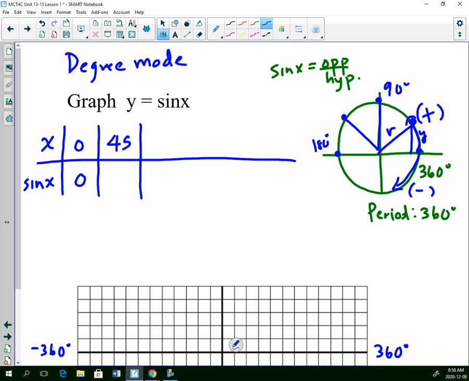Just make sure my calculator's in degrees, it's hard to see here. Okay, there we go. Okay, so if I type in sine 45, I get 0.7, let's just round it to 0.71. If I type in 90, I get a value of 1. If I type in sine 135, I get 0.71 again. And if I type in 180, I get 0.